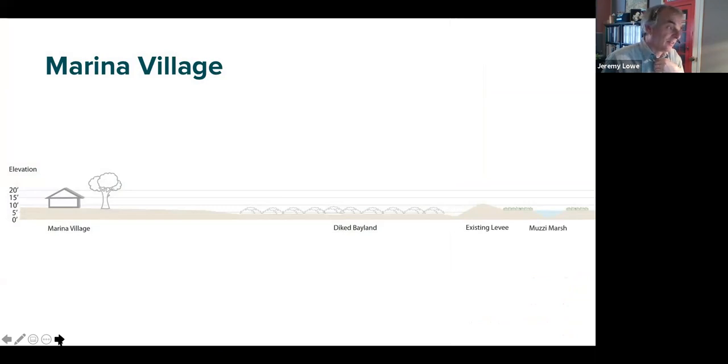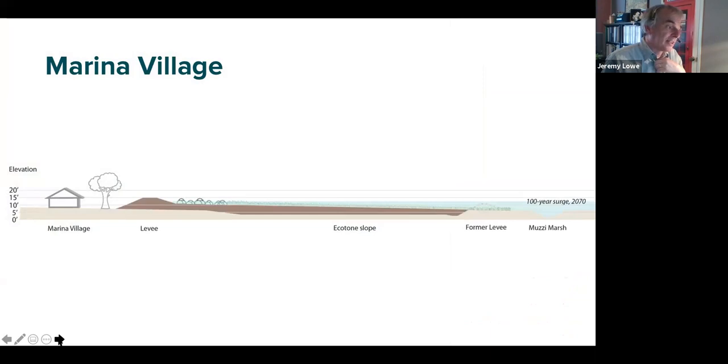Next slide. This shows a raised levee and an ecotone slope, a long slope in front of the levee, which could provide habitat value to the marsh without impacting the marsh itself, while improving flood protection of the community. Remember, this is conceptual. We haven't located the levee. This could be moving around, but this is to get the general idea that using some of the land in between the marsh and the houses could be put to better use, or a different use. Next slide, please.